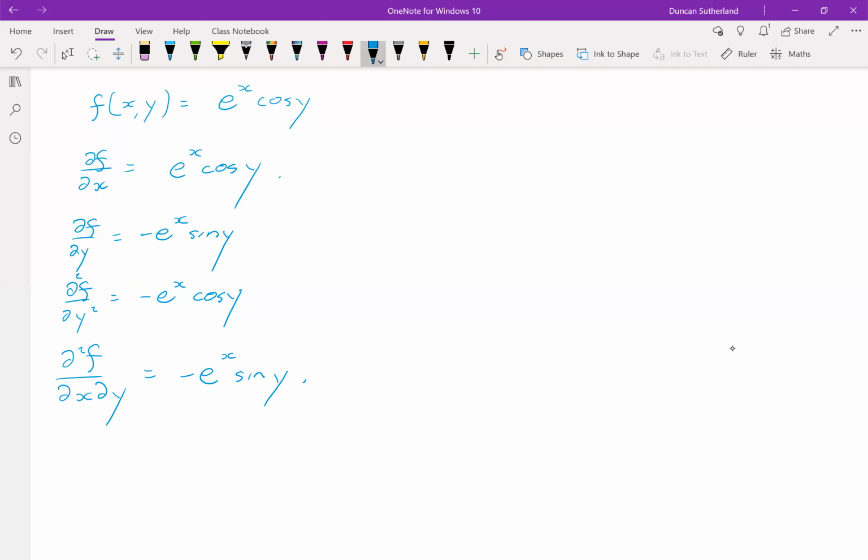So I took df dx. I should write, I did it in this order, not that it matters. I took this and differentiated with respect to y. So yeah, that's a pretty easy function to find the partial derivatives of.